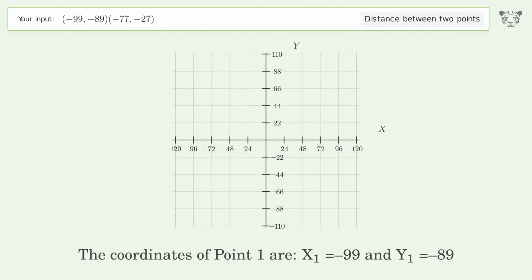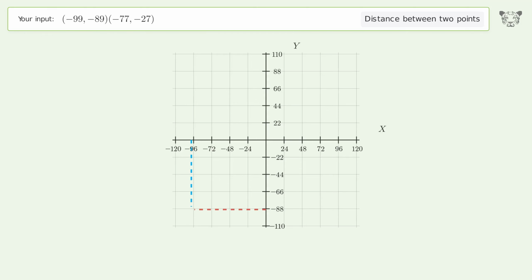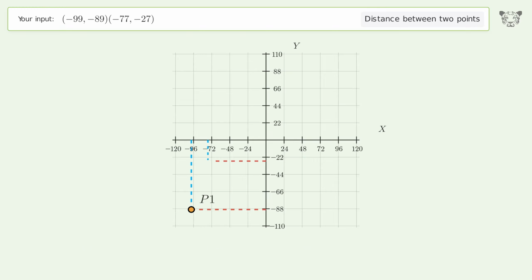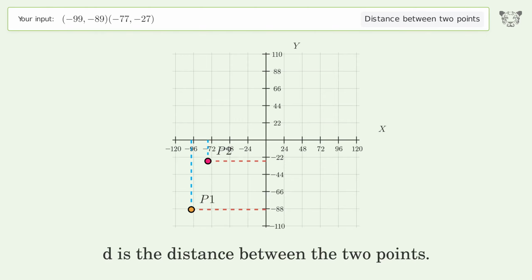The coordinates of point 1 are x1 equals -99 and y1 equals -89. The coordinates of point 2 are x2 equals -77 and y2 equals -27. D is the distance between the 2 points.